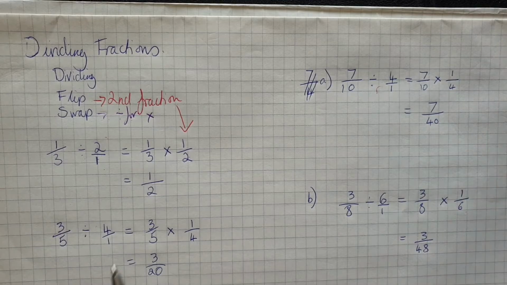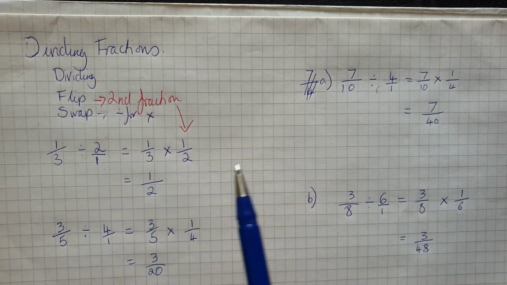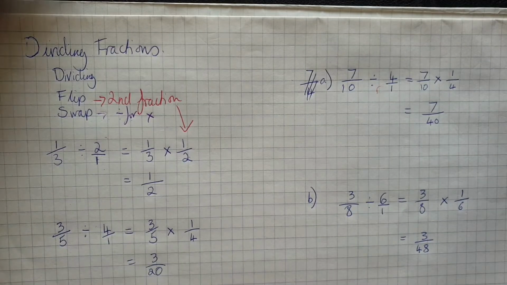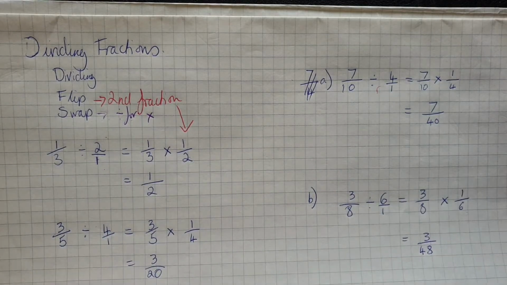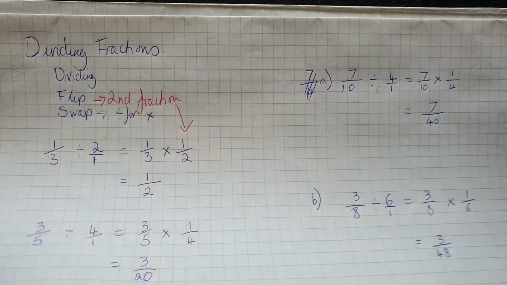So that's how we divide with fractions when we have a whole number that we're dividing by. When we're dividing by a fraction, it's the same principle, but you don't have to put it over 1 because it's already there. Let's have a look.